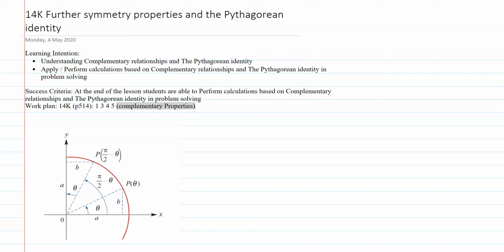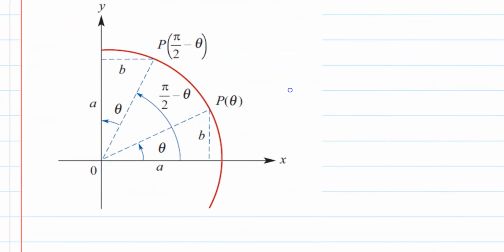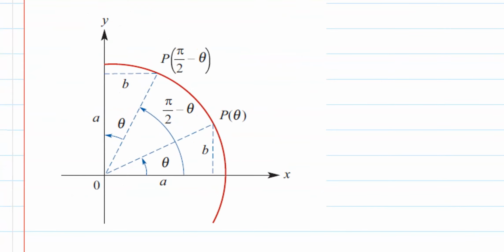Today's lesson we are going to look at further symmetric properties as well as the Pythagorean identity. So we are going to understand the complementary relationship as well as the Pythagorean identity. Let's dive in. I have given you a quarter circle here, that's all we need, and a bit more maybe later. In here again we are going to look at where my point P is.